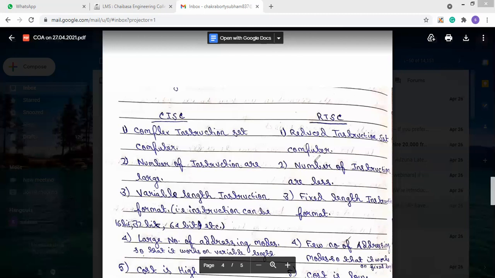But there is no such constraint for CISC. In CISC, the length of the instruction format is variable. Means instruction format can be different at different times.